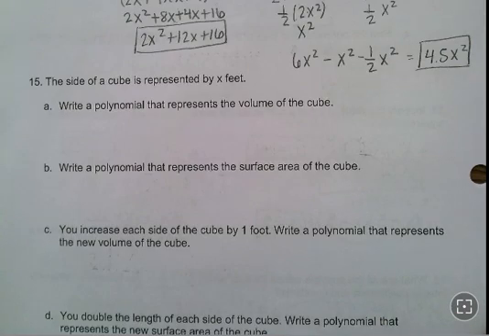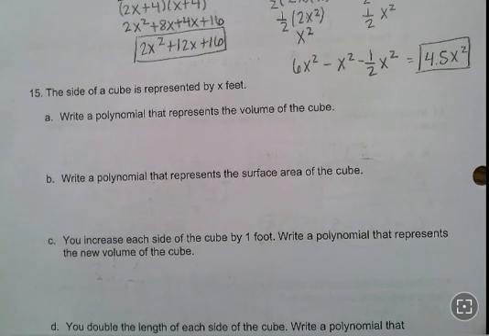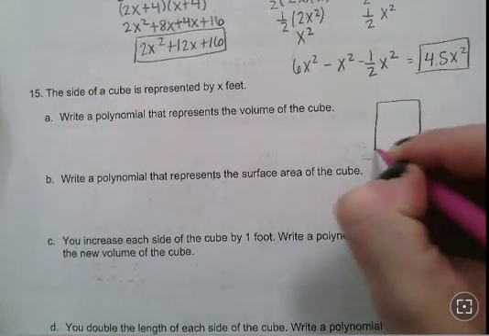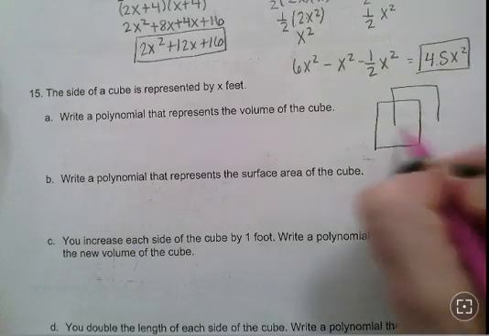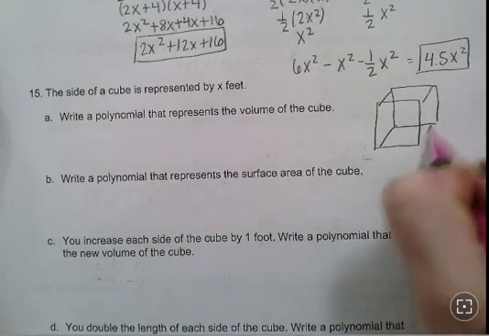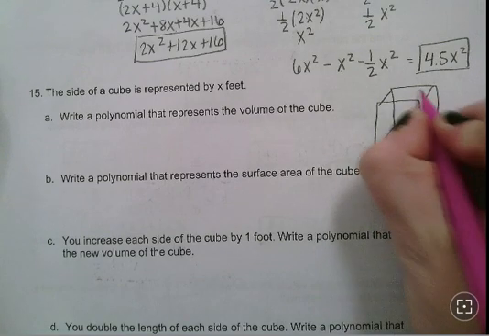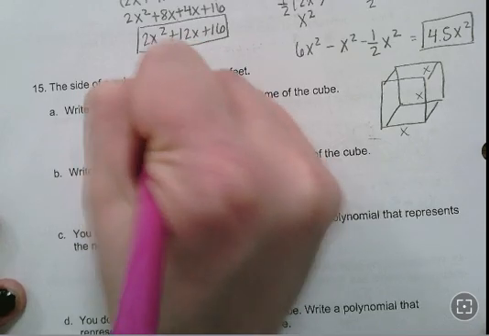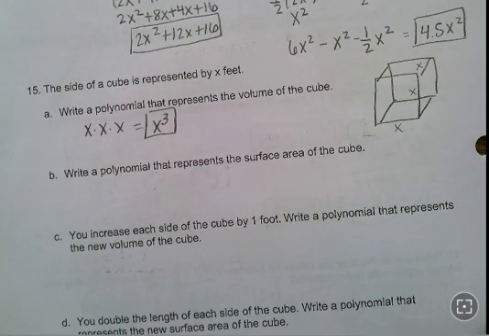Okay. So here we go. Last one. The side of a cube is represented by x feet. So we want to write a polynomial that represents the volume of this cube. I'm going to start by drawing a picture. So if I have a cube here, the side lengths are all x. The volume is the base times the height times the width, which just simplifies to x cubed, and that's really all that you do there. Nothing super duper nutso there.